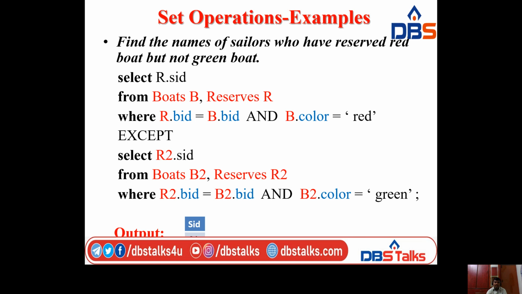And coming to another example, find the names of sailors who have reserved a red boat but not a green boat. Here we are using except, that is minus. Now this is about the thing. Reserves the red boat except the green boat. Green boat is not reserved, it reserves only the red boat. Now the output is displayed like this.